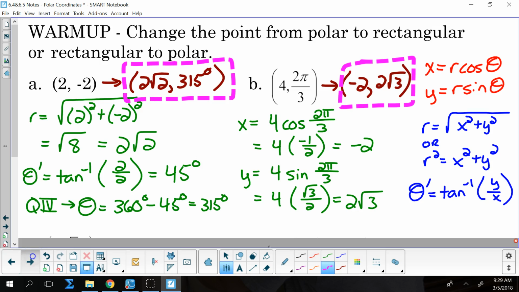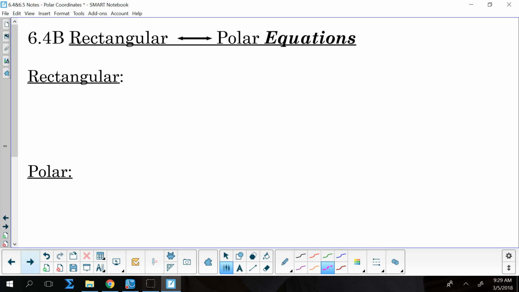Today, we're going to move away from points, and we're going to move to equations. And we're going to convert equations. Today, we're going to go from rectangular equations to polar equations. Tomorrow, we'll go from polar equations back to rectangular equations, and so on and so forth. Okay? So, a rectangular equation usually is y equals something, and that something is in terms of x.